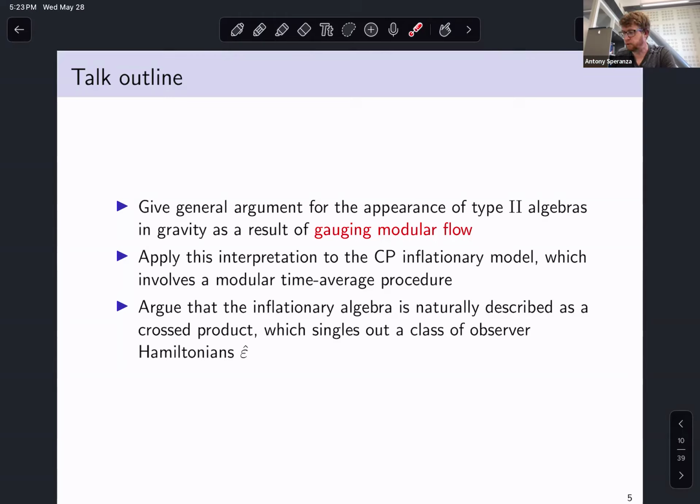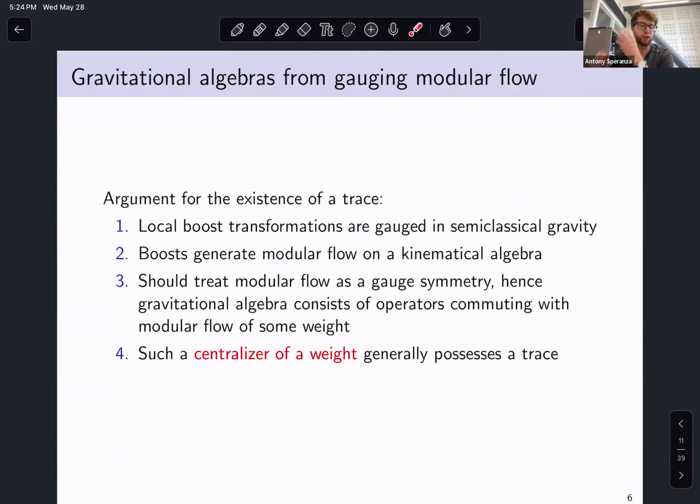In order to show that you have an observer, you want to write this algebra via a procedure known as a cross product, which, I'll argue, is a way to decompose the algebra into an observer and the things that it's observing. This is how you would single out this intrinsic observer. Okay, so that's where we'll hopefully get to during the talk. We'll see. So the first part is just to explain why we're getting traces.